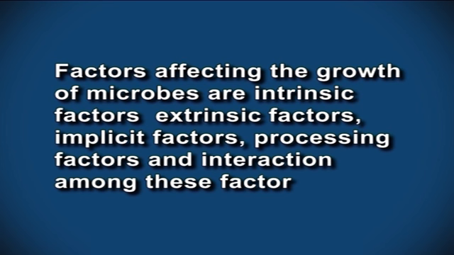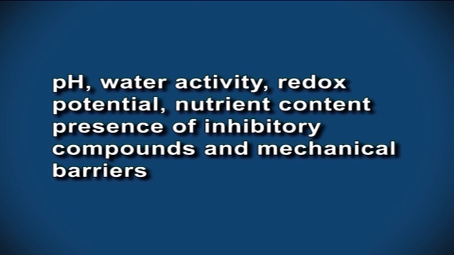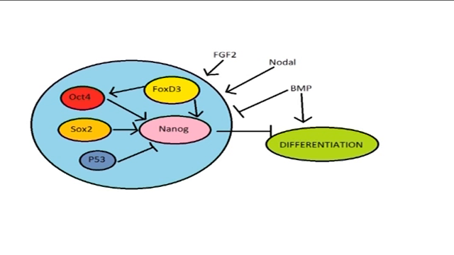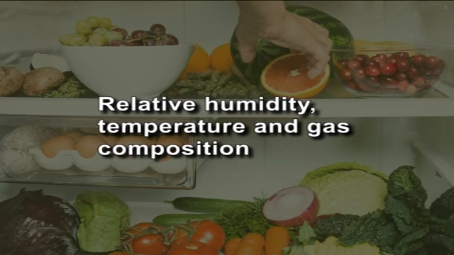Factors affecting the growth of microbes are intrinsic factors, extrinsic factors, implicit factors, processing factors, and interaction among these factors. Intrinsic factors are factors pertaining to the food itself. For example, pH, water activity, redox potential, nutrient content, presence of inhibitory compounds and mechanical barriers, etc. Extrinsic factors are factors associated to the environment in which the food is stored. For example, relative humidity, temperature and gas composition, etc.